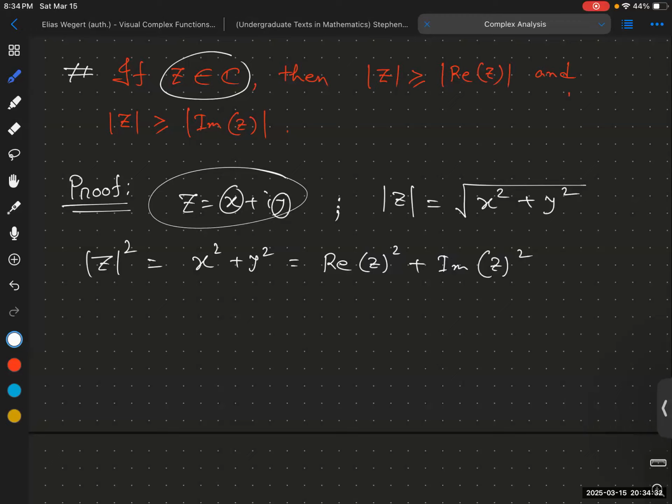Let's call this equation star. From this equation, we can see that this is non-negative because it represents the modulus of a complex number squared. And obviously, the real part of Z squared is also non-negative, and the imaginary part of Z squared is also non-negative. So from here, we can write down the inequalities, as modulus of Z square, real part of Z square, and imaginary part of Z square are non-negative.